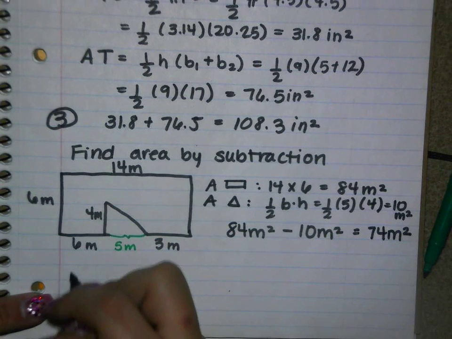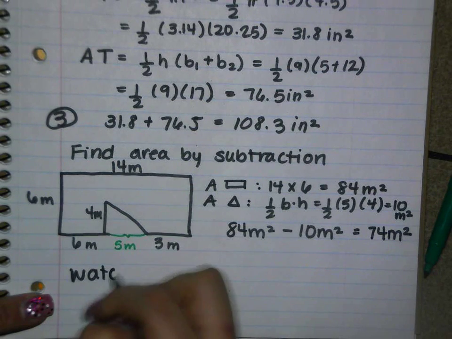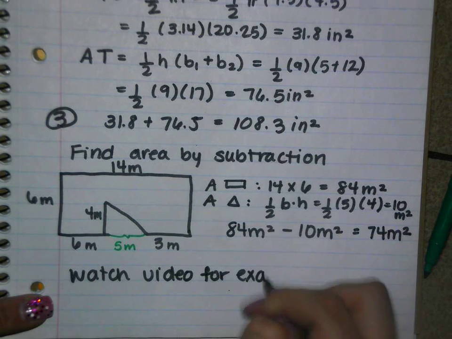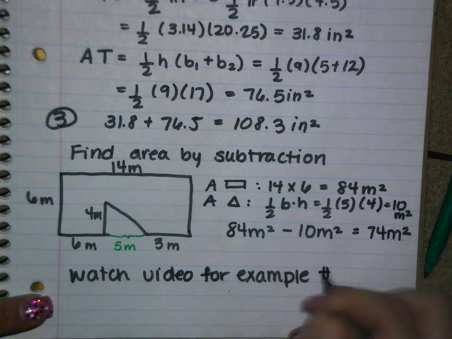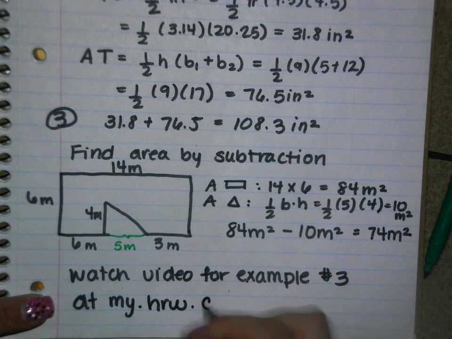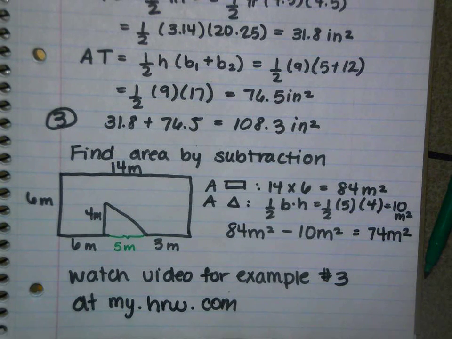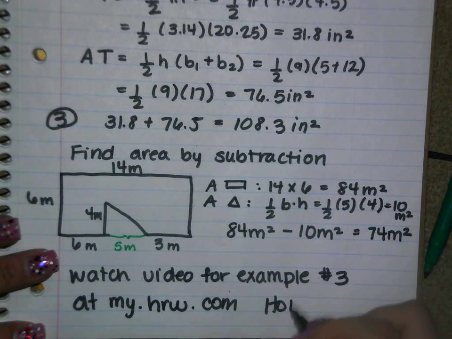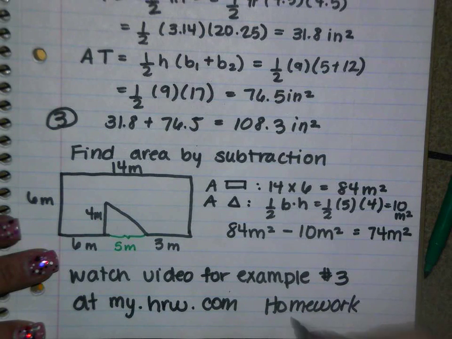So we're going to go ahead and you're going to log on to, I want you to watch a video for example 3 at my.hrw.com. And then when you're done with that, you're going to look at, this is section 9.5 in your math book. And we're going to do all of them. So this will be homework. It is going to be 9.5 all, and there's only 8 problems. I think you guys can do that.